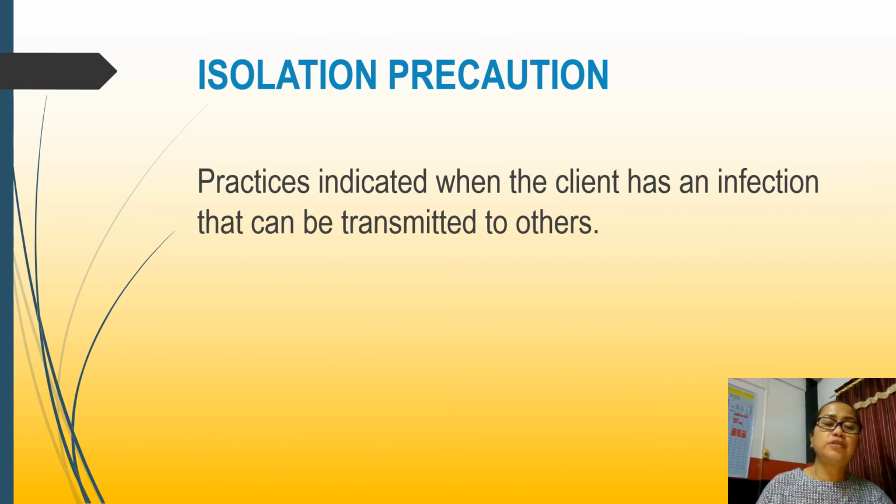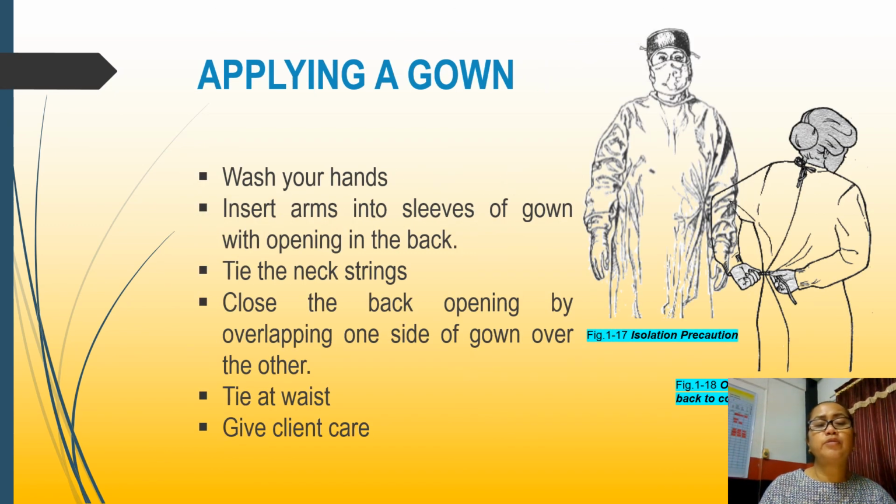Next is your isolation precaution. Practices indicated when a client has an infection that can be transmitted. So how are you going to use that? Apply gown. Wash your hands, insert the arms into the sleeves of the gown with the opening at the back. Tie the neck string, close the back opening by overlapping one side of the gown over the other. Tie the waist string. I'm going to send you a video of this.